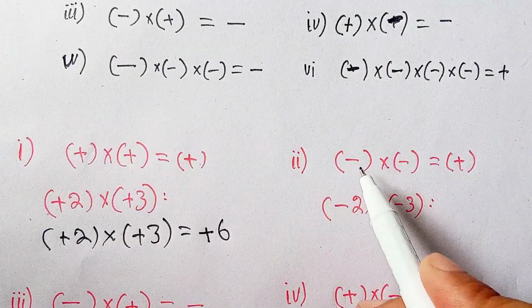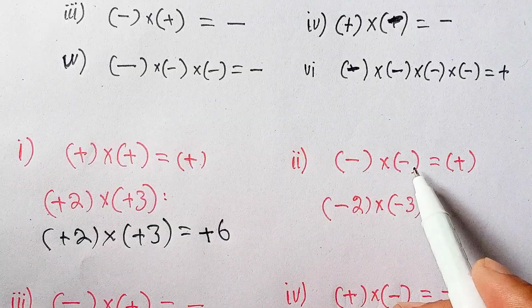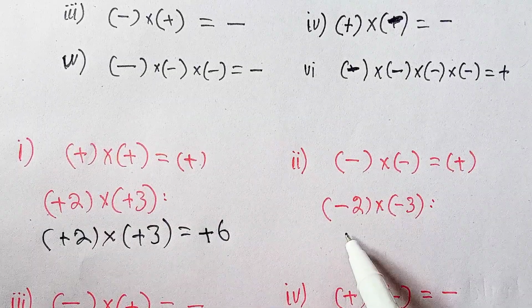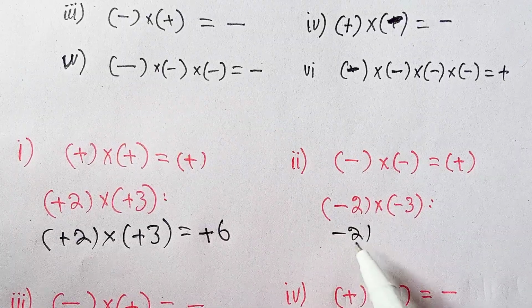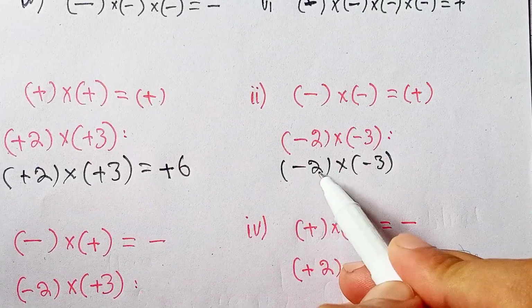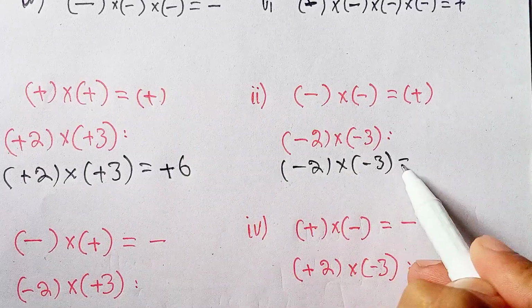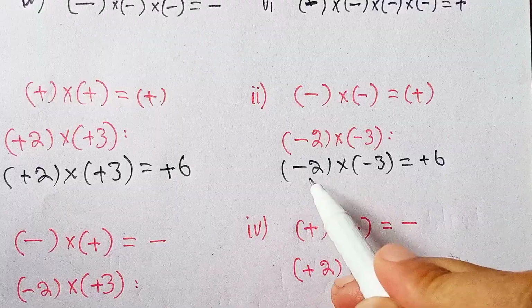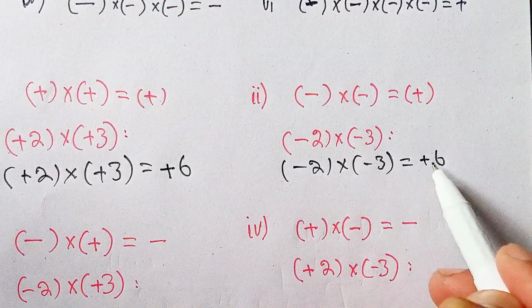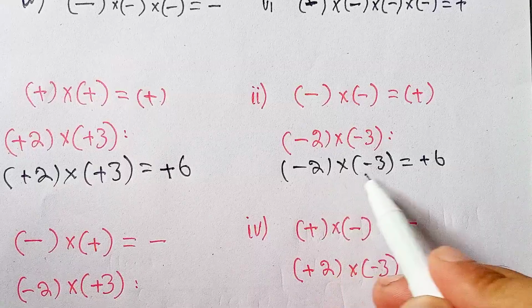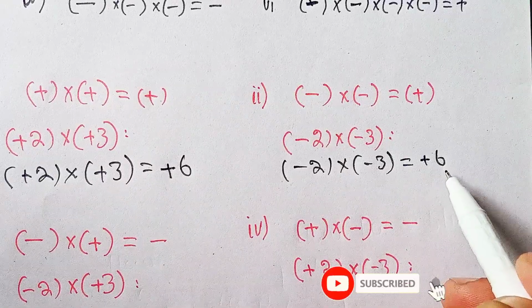Now we are going to multiply a negative integer with a negative integer. For example, negative 2 times negative 3. So negative 2 times negative 3 will be equal to positive 6, right? 2 times 3 is 6, and as the two integers have the same sign, we will put a positive sign before the final answer. So negative 2 times negative 3 equals positive 6.